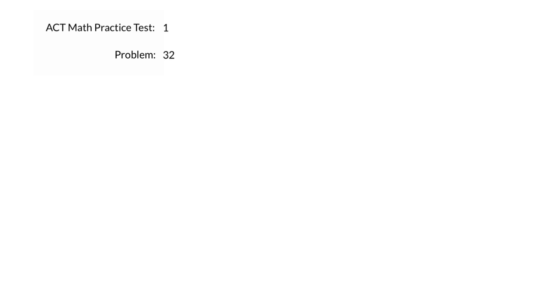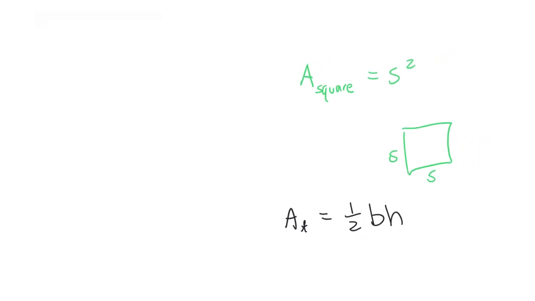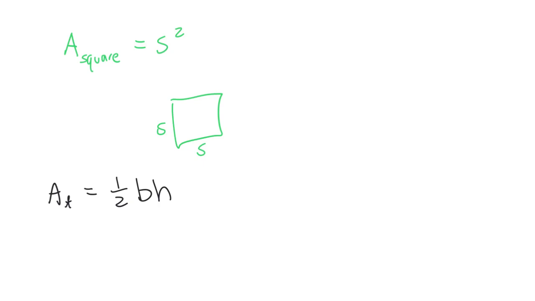So problem number 32 is such that it could be helpful to recognize that the area of a square is most definitely side squared. So if you have a square and then you have a side length here, well, that side times this side would give you the area. It's also helpful to recognize that the area of a triangle, I'll just say A sub t, is 1/2 base times the height. So that's helpful information to recognize for this particular problem.